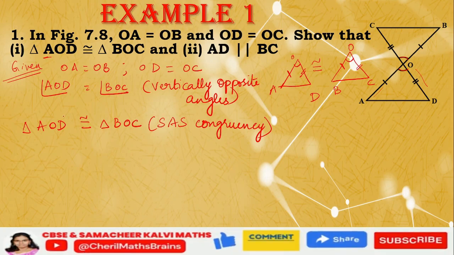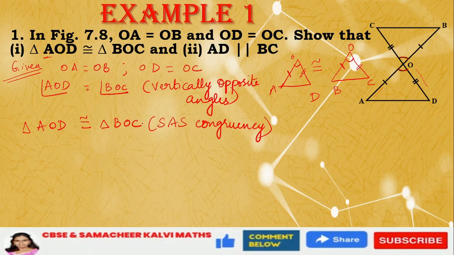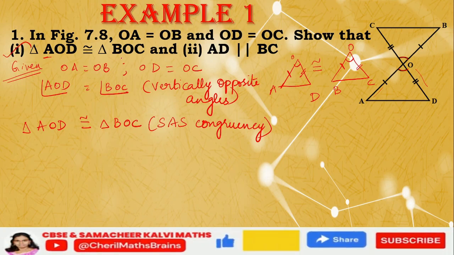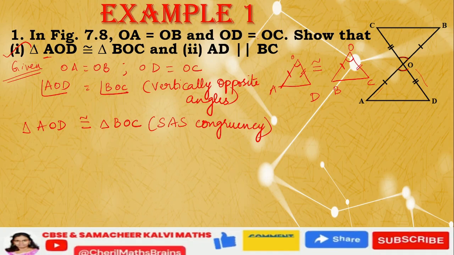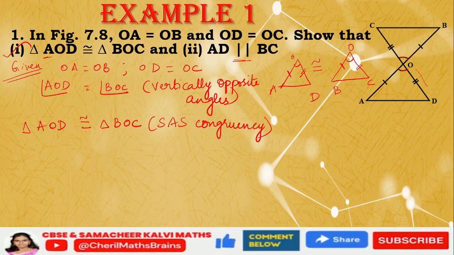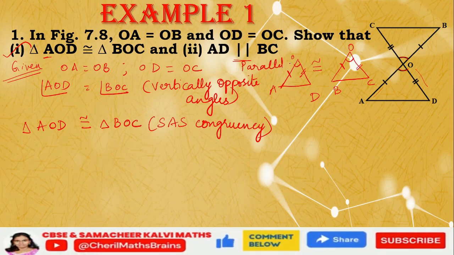Is it clear, children? So this is what we've got. These two are going to be congruent. So now, the first thing we have done. What's the second thing? They are asking us to prove if AD and BC are parallel. This means what? They are asking us to check if these both are parallel.